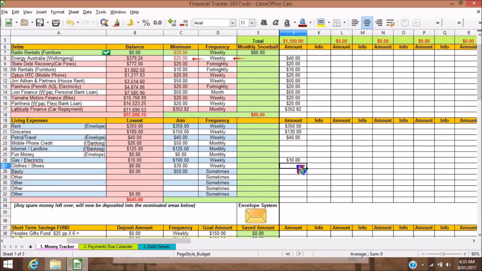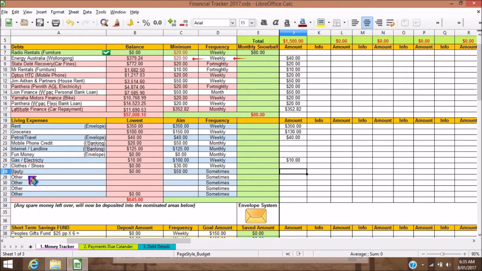Next one is clothes and shoes. I don't want clothes and shoes. Beauty, I don't want beauty. Okay, so basically this month I'm trying to keep January as spend free. I'm not spending anything on beauty, clothes, shoes, or fun. I am planning on really concentrating on getting out of debt.